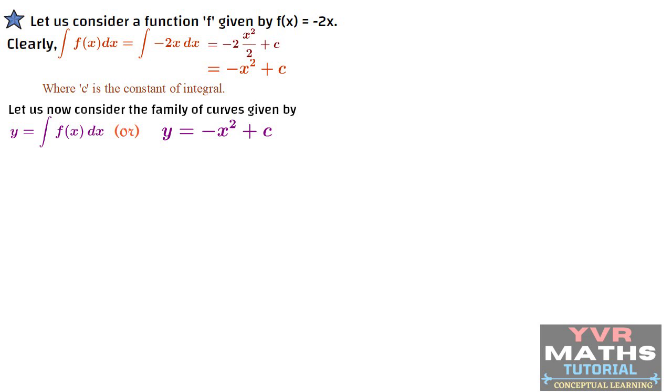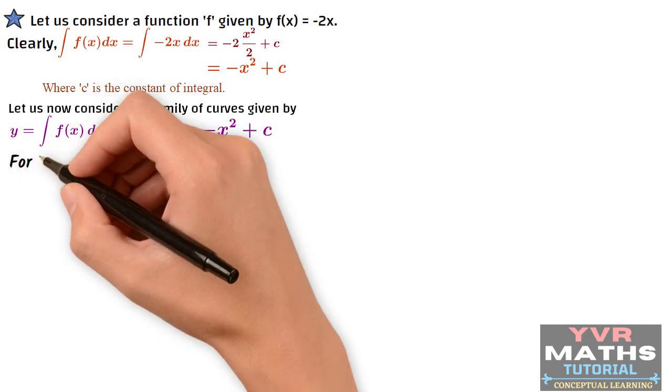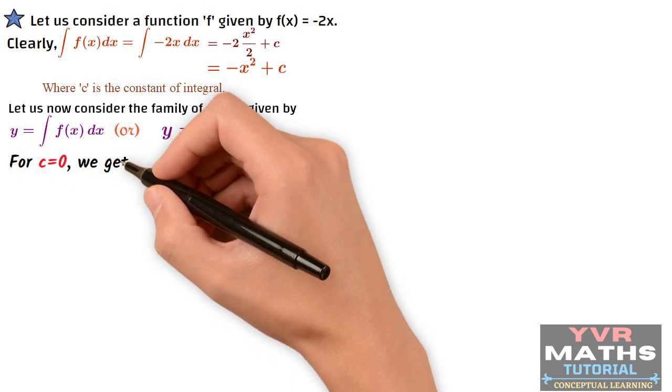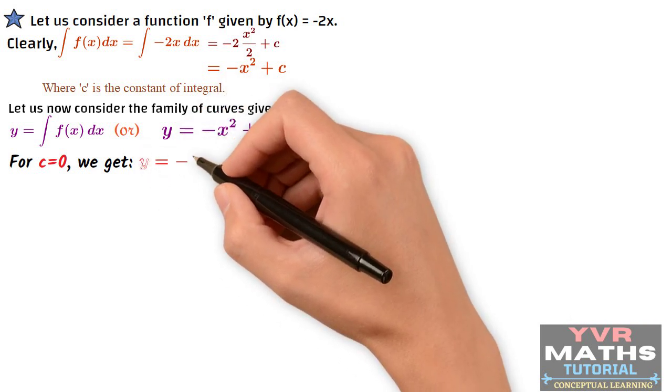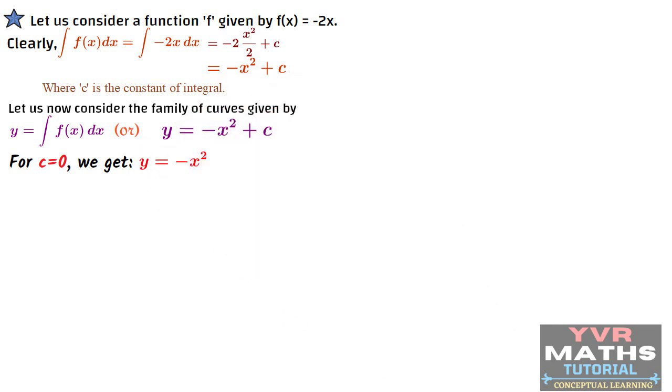So, I will assign some values for c. Here, you can take any real number for c. First of all, I will take the value of c as 0. For c is equal to 0, what curve will we get? The curve is y is equal to minus x square. So clearly, this curve is a parabola having vertex at origin. So I will draw a graph for this curve.